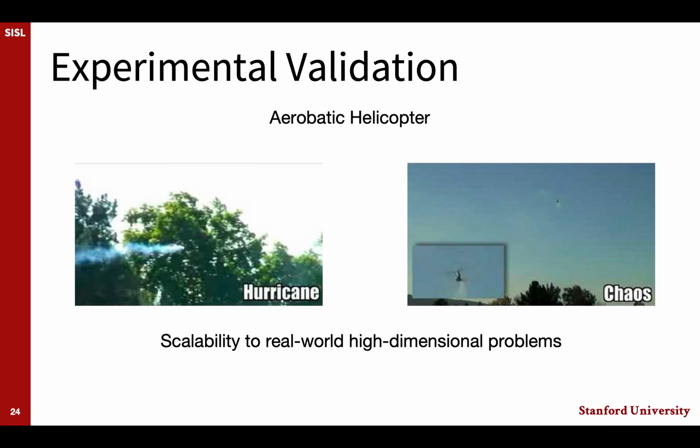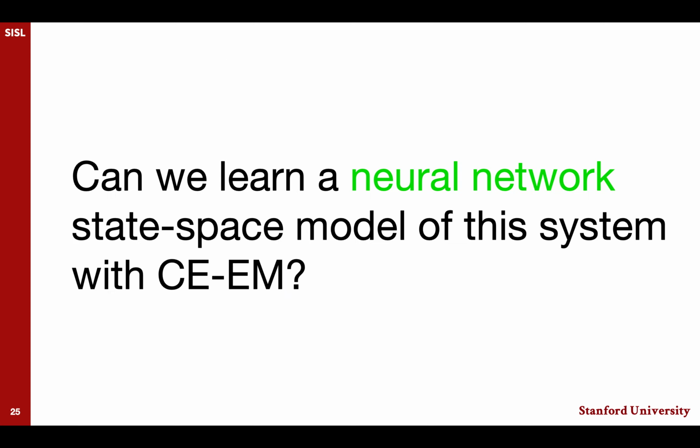In the next experiment, we apply our approach to a real-world problem. So over here, we look at an aerobatic helicopter. So this is a helicopter that has done a ton of backflips and other maneuvers in the sky. But while doing so, it imparts a significant amount of momentum into the fluid around it. And so we need to reason about what the state of the fluid is if we're going to accurately predict its dynamics. So what we explore is, can we learn a neural network state-space model of the system using our algorithm?